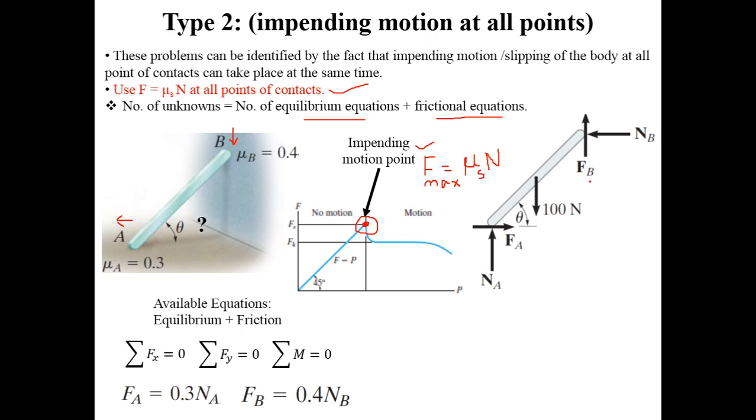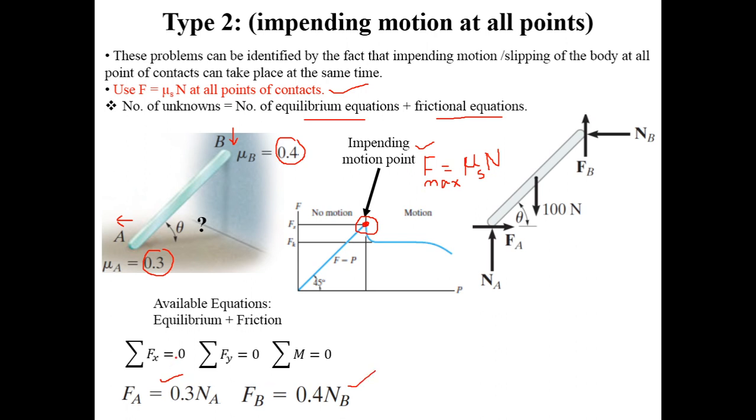This is just one member, so you have three equations of equilibrium for this member, and you have two frictional equations. One friction equation at point A: Fa equals 0.3 Na, because 0.3 is the coefficient of friction acting at A, and Na is the normal reaction at A. And the friction force at point B will also be given by this equation, Fb equals 0.4 times Nb, where 0.4 is the coefficient of static friction at point B, multiplied by the normal reaction at B.